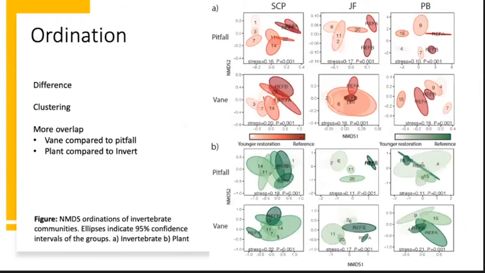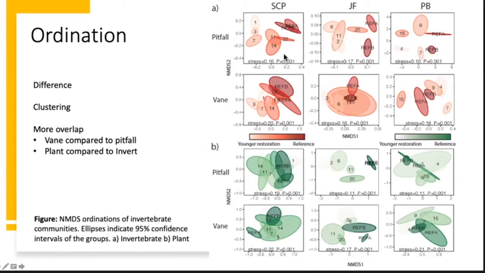So first, to establish that there were differences between the restoration and the reference sites, we did an ordination with permanovas. So it's NMDS ordination, and the lighter colors show the younger restoration, the darker colors show the reference sites. And ideally what you would see is the reference sites clustering together and the older sites being closer to the reference sites than the younger ones. You can see that for some of them more than others.